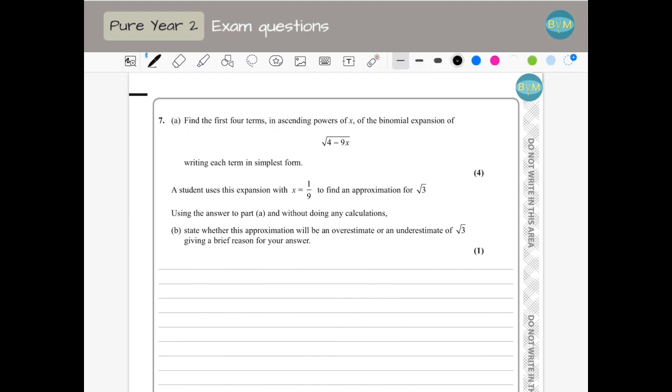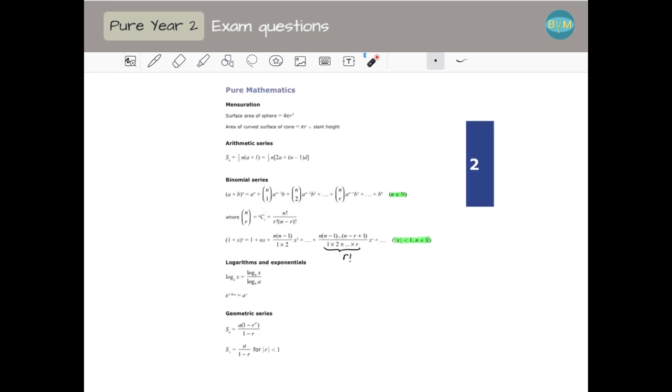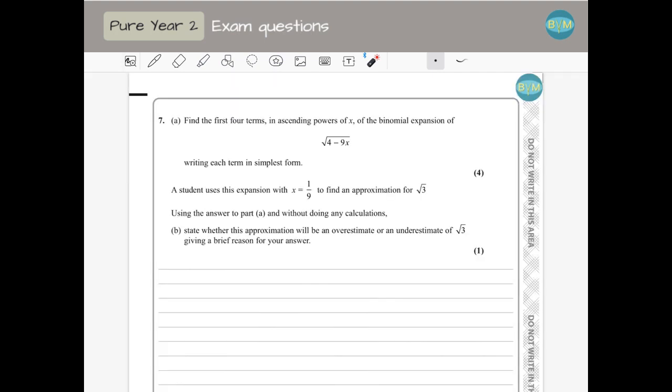So the first thing you have to do for these GR13 questions, where your exponent is not a natural number but a real number, is use this formula from the formula booklet. We need to have 1 plus something, so we have to change this coefficient to 1. Let me show you how we do that.